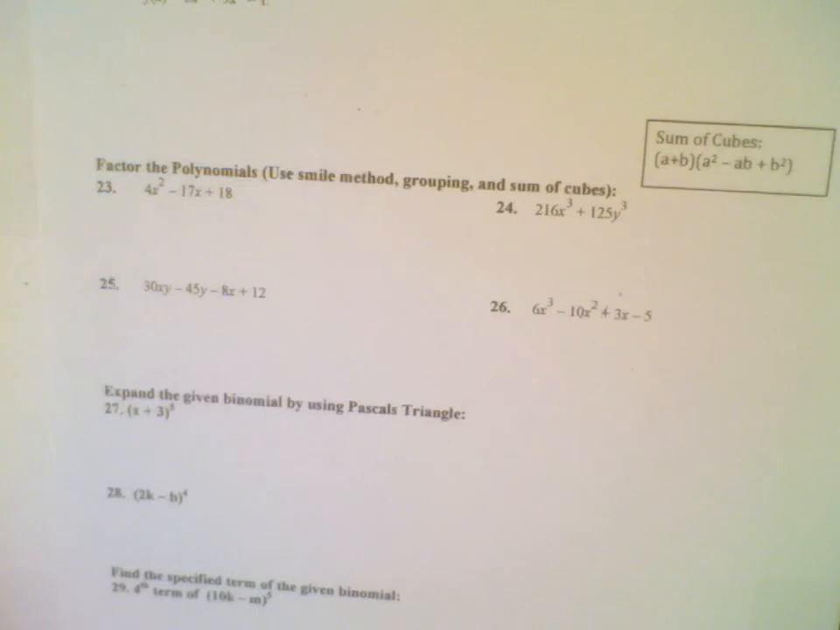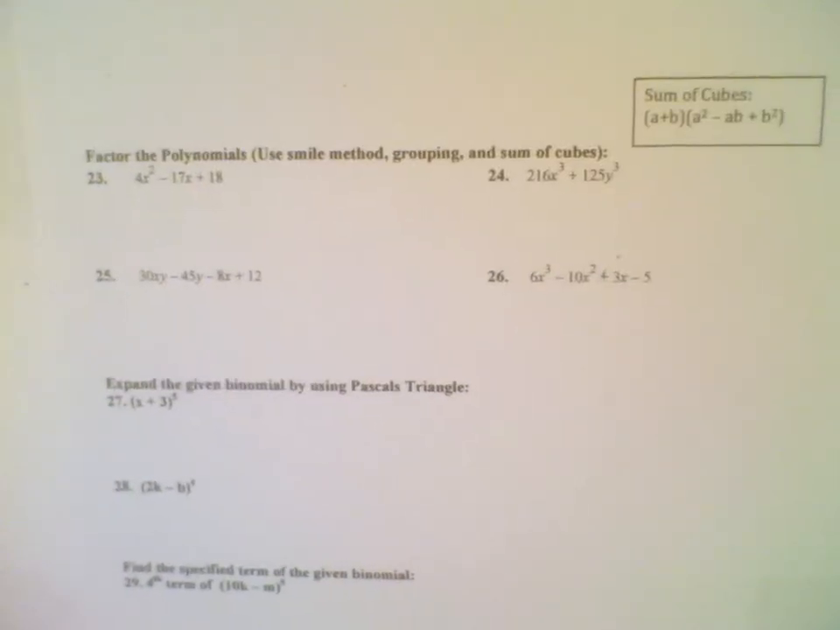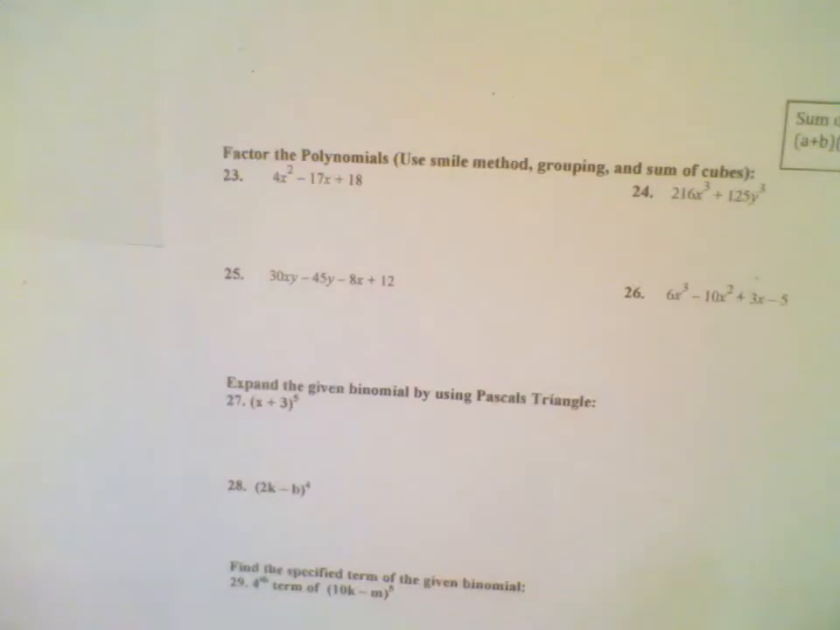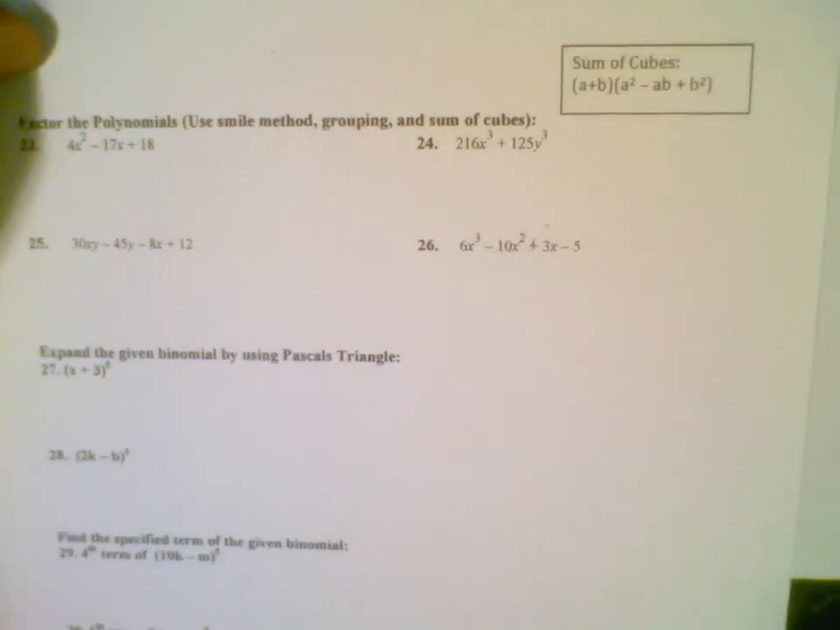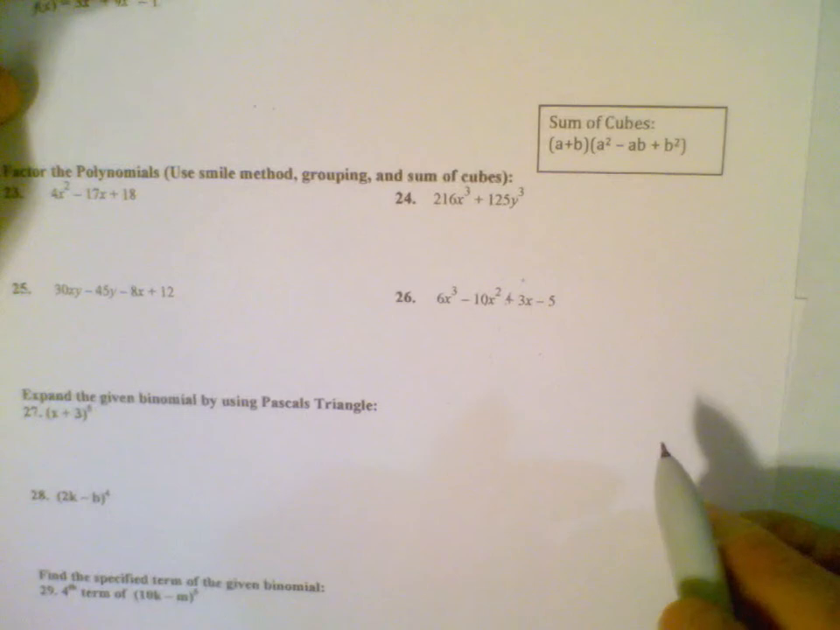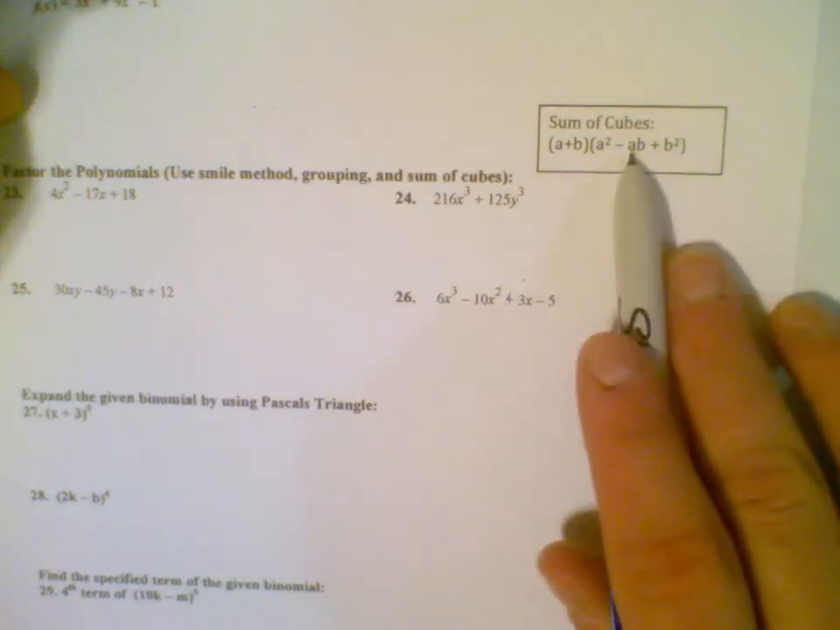Okay. A few more here. So factor the polynomial. So let's use SMILE method, grouping, and sum of cubes. I'm not going to do 23. That's SMILE method. You should be able to figure that one out. 24 and 25 are the ones I will do, because they are the new patterns. And I gave you sum of cubes or difference of cubes. I'll give you this on the test or the quiz.